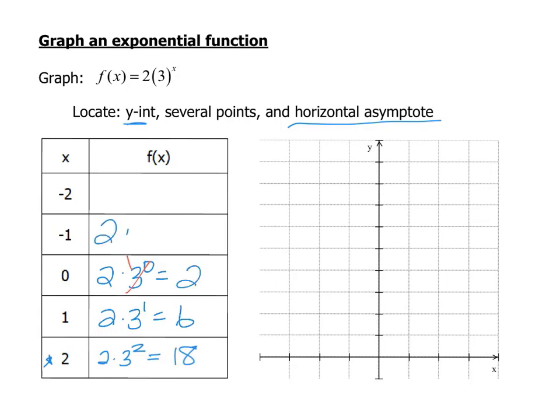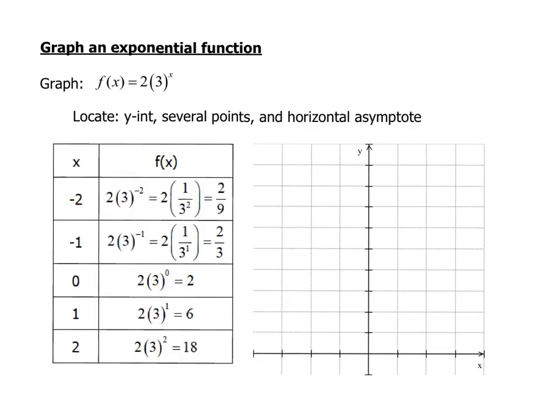Here I would have 2 times 3 to the negative 1. So when we have negative exponents, that means I can take that and put it in the denominator. So I'd have 2 times 1 over 3 to the 1, which is 2/3. And here I would have 2 times 1 over 3 squared. Again, that exponent is negative, so I can move the power of 3 down to the denominator. So this would be 2/9. We have all of our points listed here, and we're ready to start plotting them.